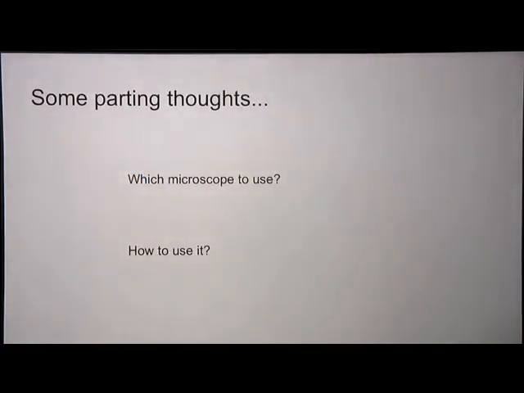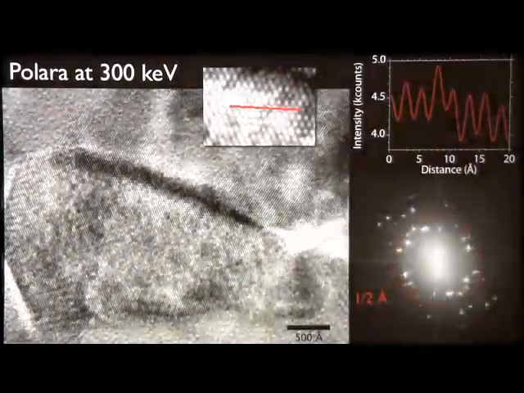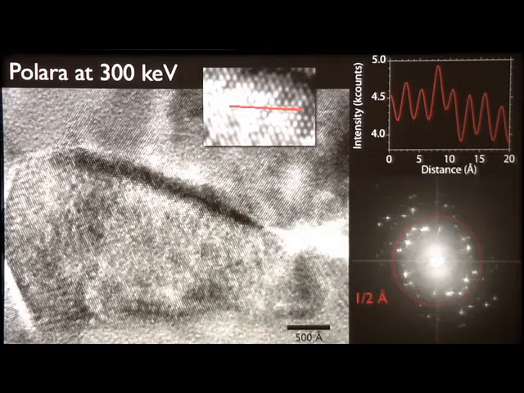Okay, some parting thoughts. What microscope to use? Well, I mentioned, the T12s are really sort of the entry point. You use those for screening. You can use them for diffraction. You can use them for checking all of your grids. But the Polara and the Cryos are really a different type of microscope entirely because they don't have these. They have real FEGs.